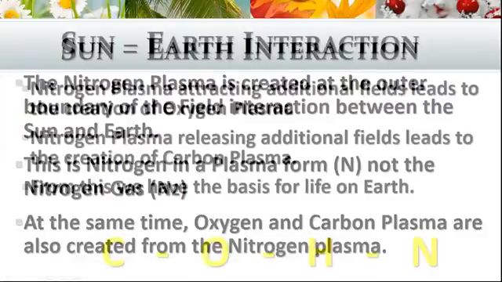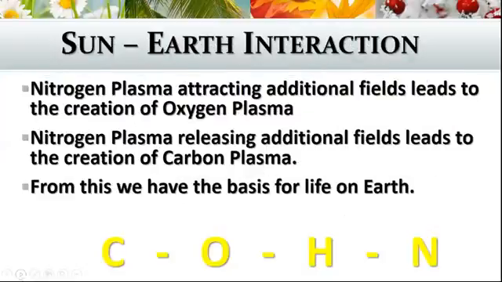Essentially, the nitrogen plasma attracts additional fields of these principal fields, and that leads to the creation of the oxygen plasma. And when this nitrogen plasma releases additional fields, it leads to the creation of carbon. So you can see from the nitrogen, we create the carbon, oxygen, and the hydrogen. And that forms the basis for all life. That's your amino acid basis for all life on Earth.